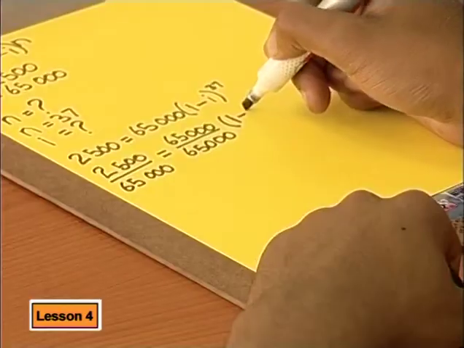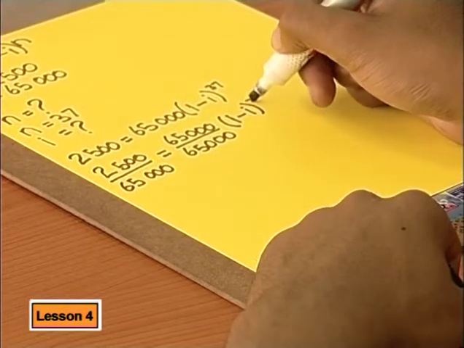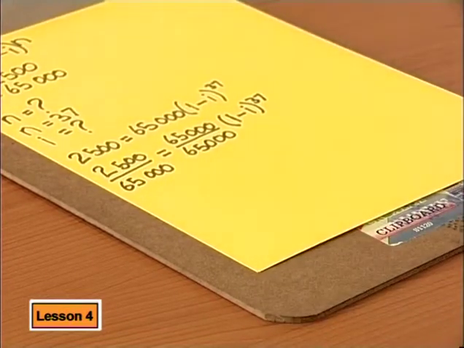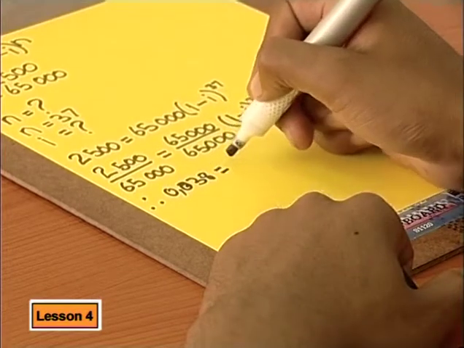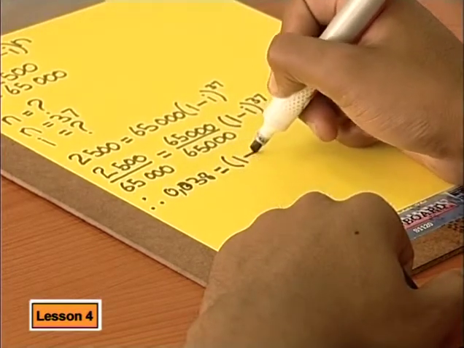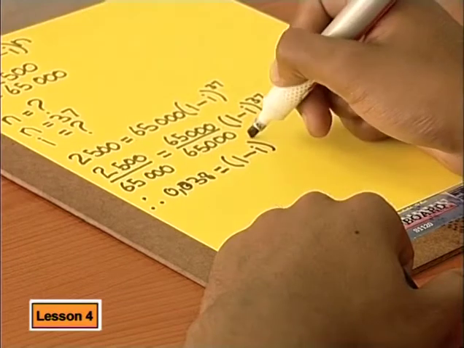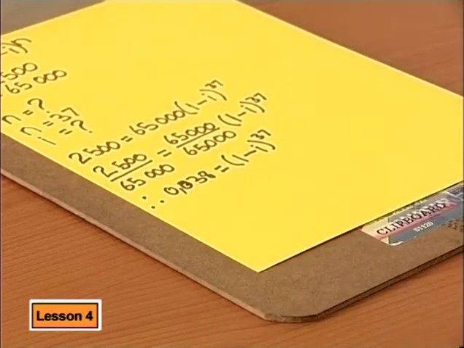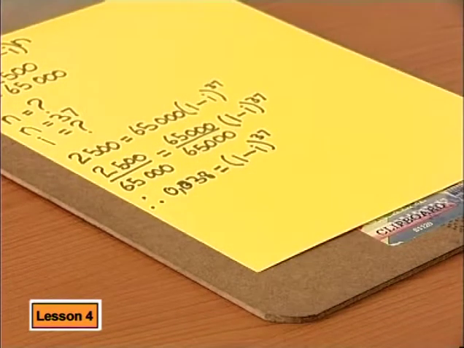That's okay. We need to try and get I on its own because that's the unknown value. So the first thing to do is divide both sides by 65,000. Okay, and that simplifies to 0,038 equals the whole bit in the brackets, still with the power of 37. But I'm not sure how to deal with the 37. Can I divide both sides by 37? Careful. No, I can't. The bracket is raised to the power of 37, not multiplied by 37.